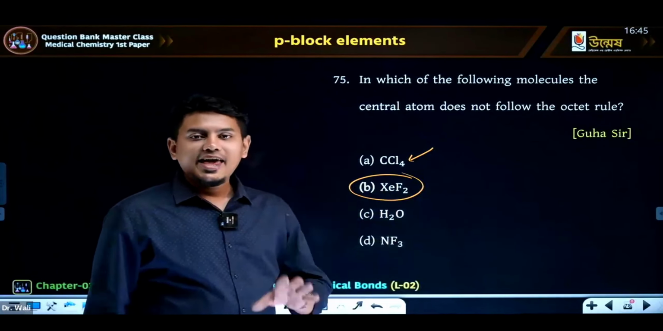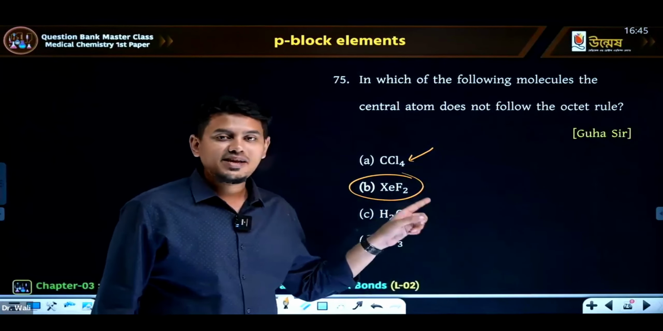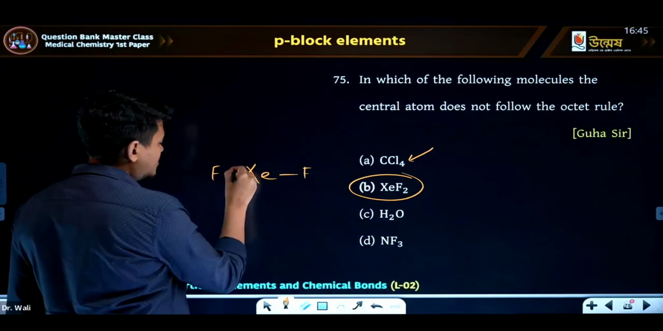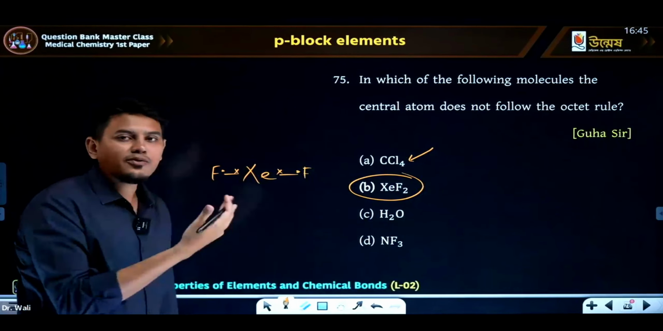Xenon actually contains 8 electrons in its outermost shell. Moreover, it participates in creating covalent bonds with fluorine. So if I can demonstrate this way, xenon is bound with 2 fluorine. So this is xenon's electron and this is fluorine's electron, which is also now xenon's electron.